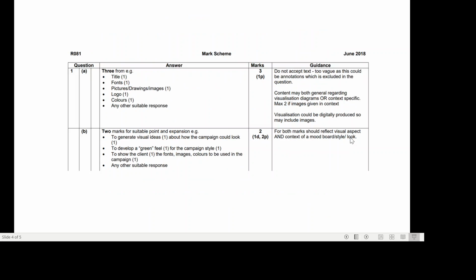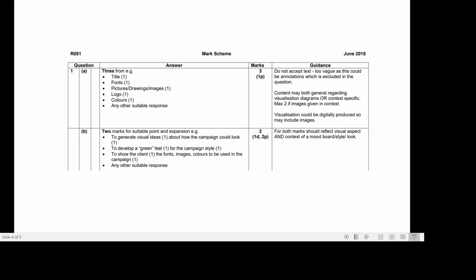So this was the first one, and this was my little red herring. The first one was looking at visualization diagrams. It says here, do not accept text too vague as this could be annotations which is excluded in the question. Content may be both generally regarding visualization diagrams or context specific. Maximum 2 marks if images given in context. Visualization could be digitally produced, so may include images.